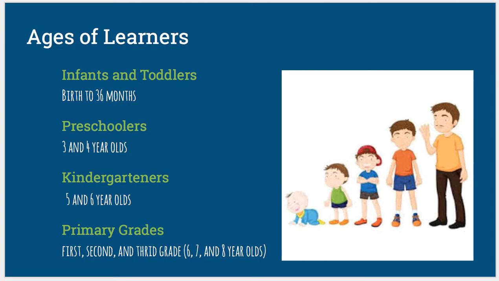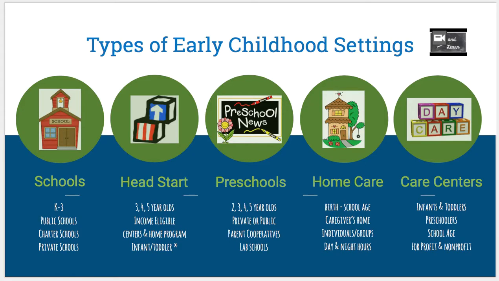Moving on in the presentation, we'll look at the ages of learners as defined by NAEYC. And then you'll see that there are 5 main types of early childhood settings. You can read the information here, but again, we see that listen and learn button, so click on it and listen to the podcast explaining these types.